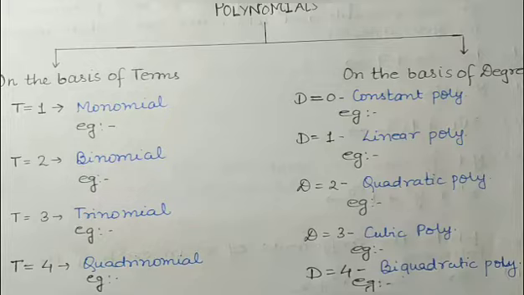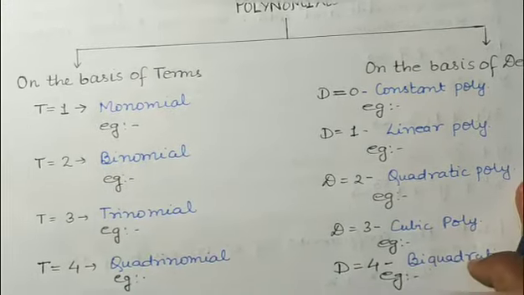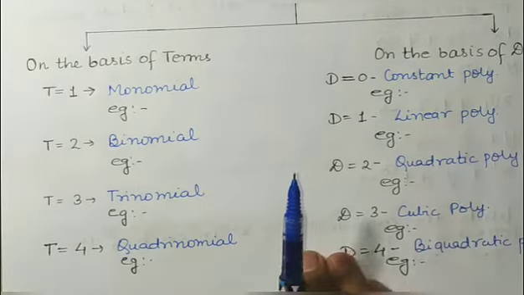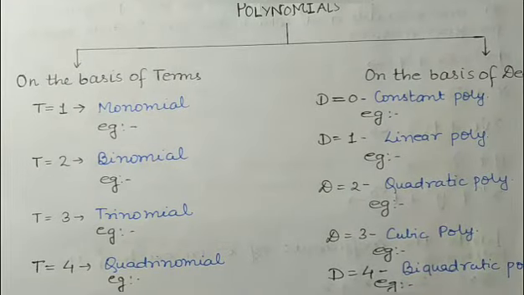Terms, you have understood that the parts of an algebraic expression separated by additive or subtractive signs are known as terms, and degree you have also understood, that the maximum power of the variable of any polynomial is known as the degree of the polynomial. Okay, now first, let us see what the classification of polynomials on the basis of terms will be.